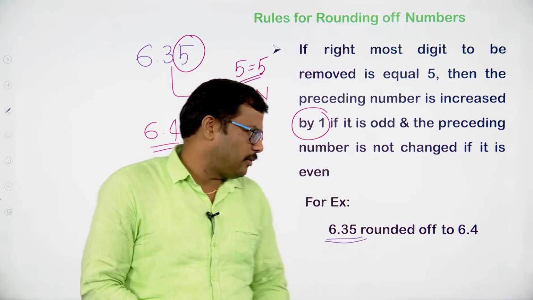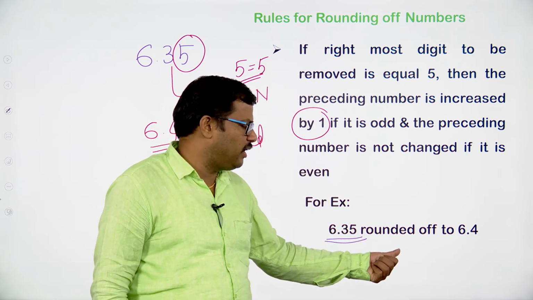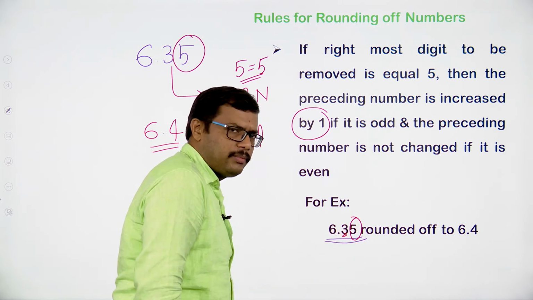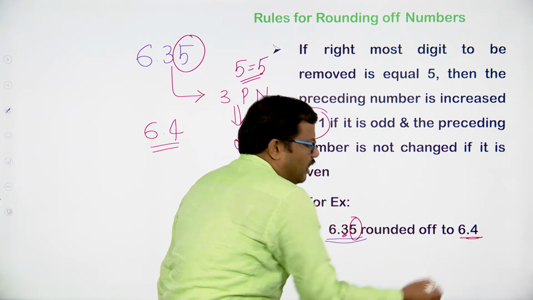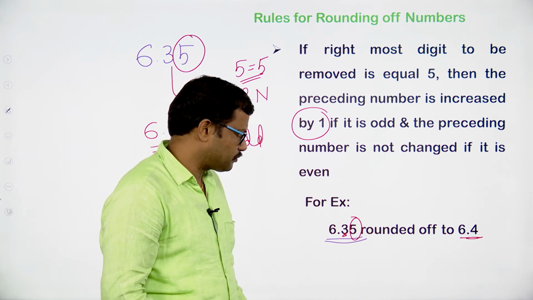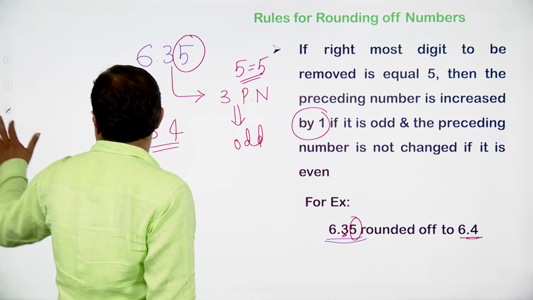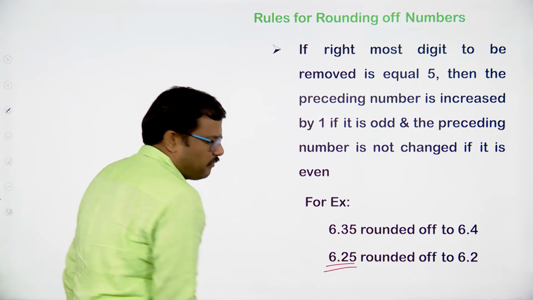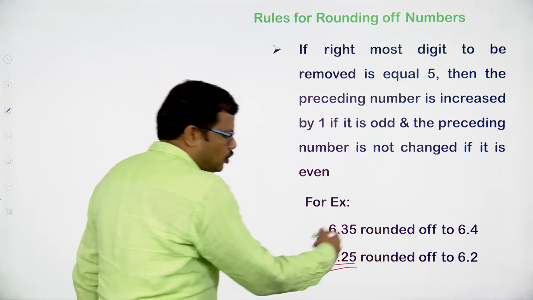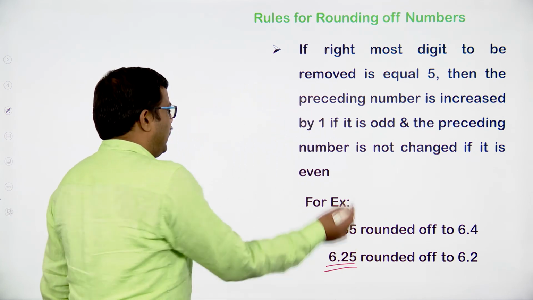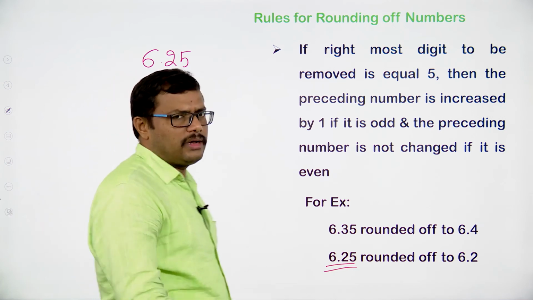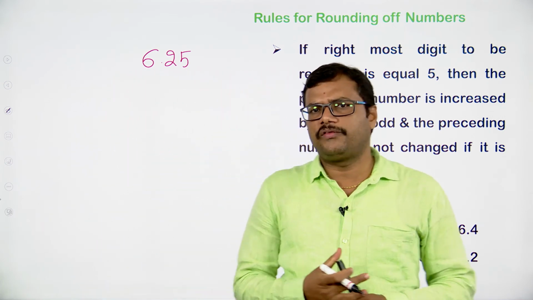So the same thing has happened. When we round off 6.35, removing this 5 means we have to look at the preceding number. It is odd, so I am increasing it by 1. It becomes 6.4. Similarly, if we have 6.25 and it has to be rounded off, again if you observe, 6.25 has three significant figures, but I have to give the result with two significant figures only.